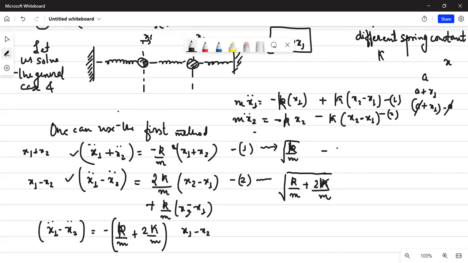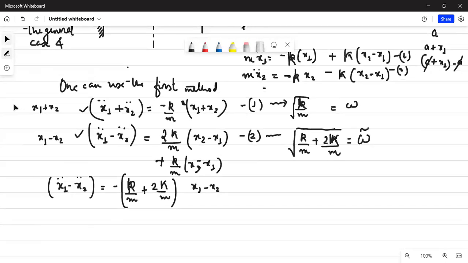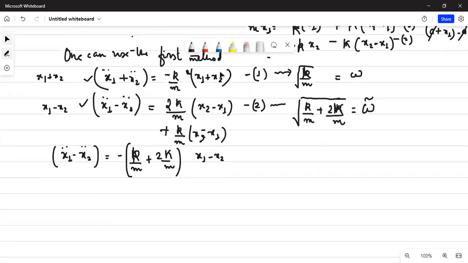Let us now for convenience write this as omega, which we were trying to write, and write this entire thing as some other one, let's say omega dash or omega tilde. Okay, so I'll write it as omega tilde. Done? Is that clear? So you can see that there are two independent modes, or you can say modes of frequency, or you can say these two independent normal coordinates are executing oscillations with omega and omega tilde.